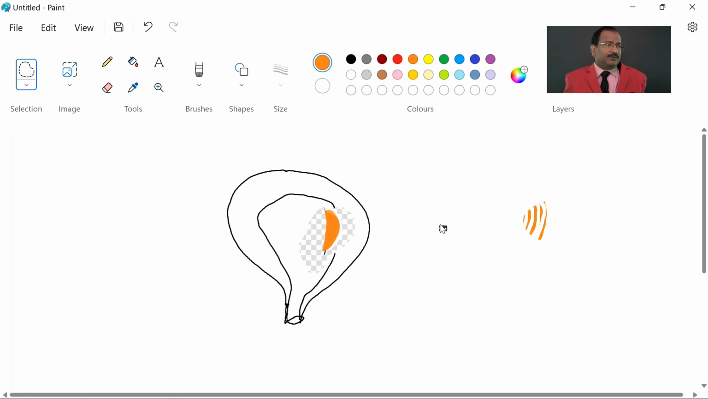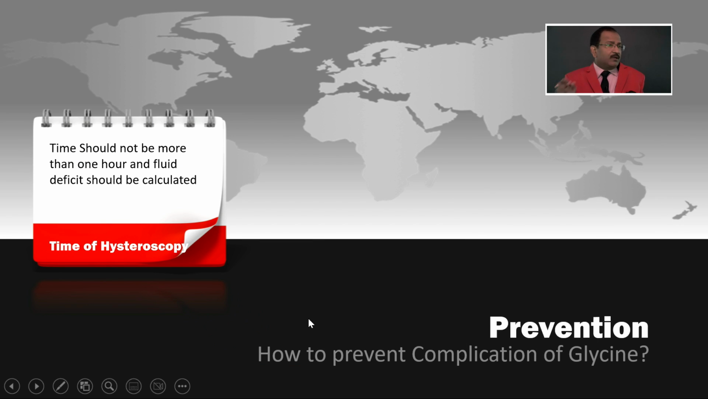So suppose you are doing a procedure and 1 hour is over, then you should not continue for 3-4 hours. More time means more absorption of glycine, and with more absorption, if more than 1 liter of glycine is absorbed, the patient will go into hyponatremia. So, do quicker surgery, and if it is not possible in one sitting, you may tell the patient that 2-3 sittings will be required.